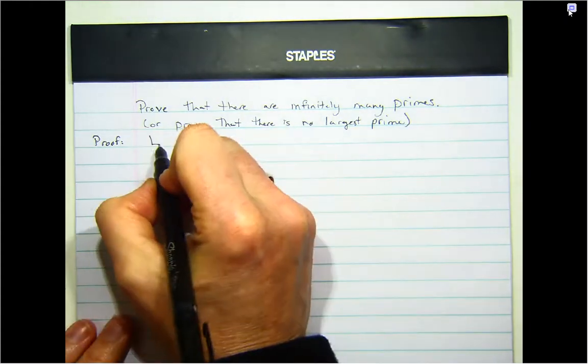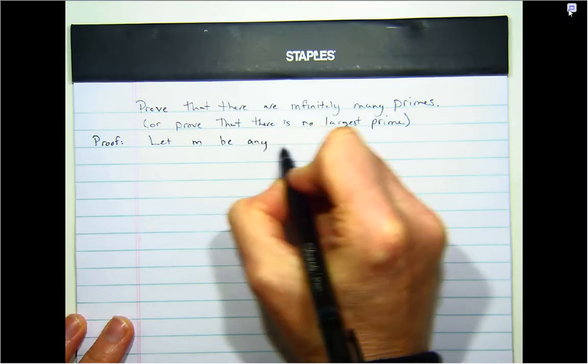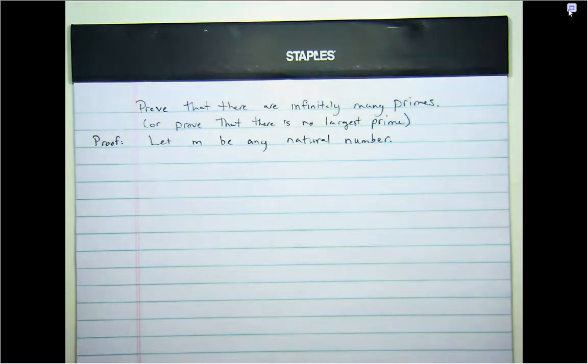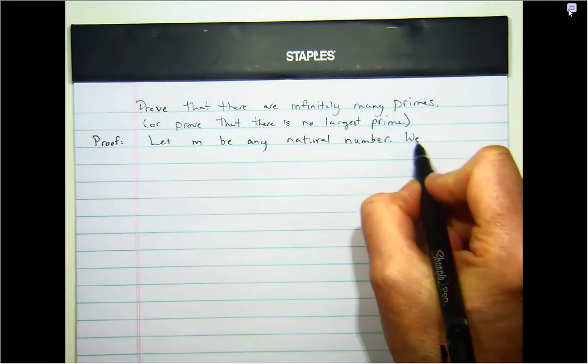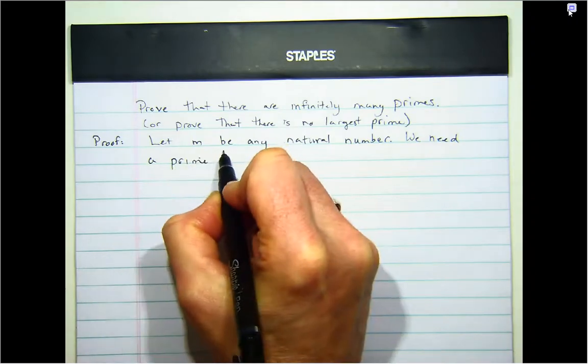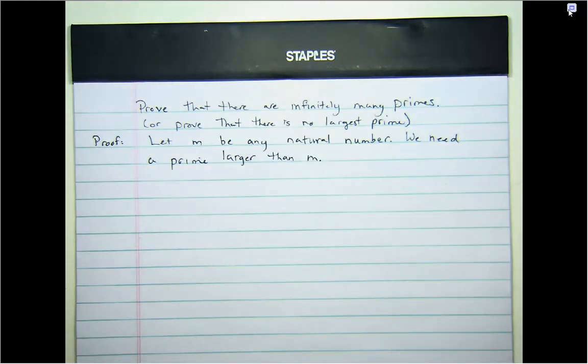We'd say, let M be any natural number. So M stands for something like our 7 or our 6 or our 7 billion or our 7,892,000. M is any natural number. We need a prime larger than M. So we're going to always be able to find that next bigger number that's a prime.